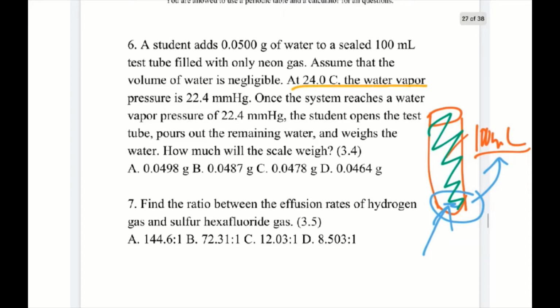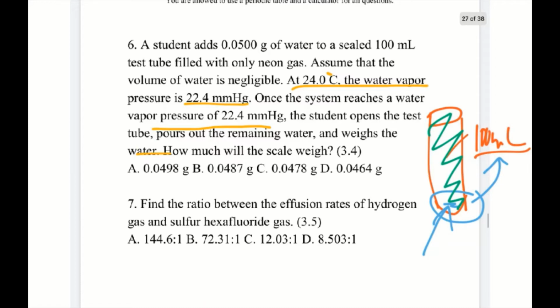At 24 degrees Celsius, the water vapor pressure is 22.4 millimeters of mercury. Once the system reaches a water vapor pressure of 22.4 millimeters of mercury, the student opens the test tube, pours out the remaining water, and weighs the water. How much will the scale weigh?